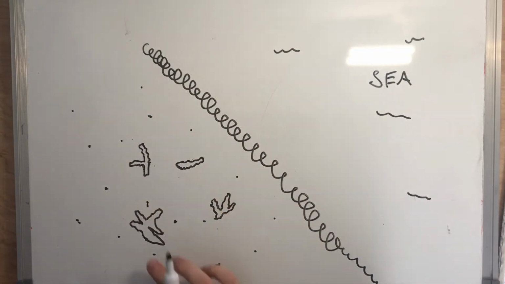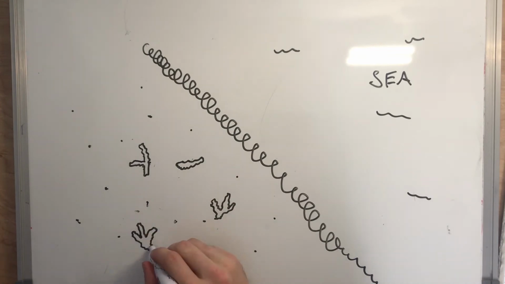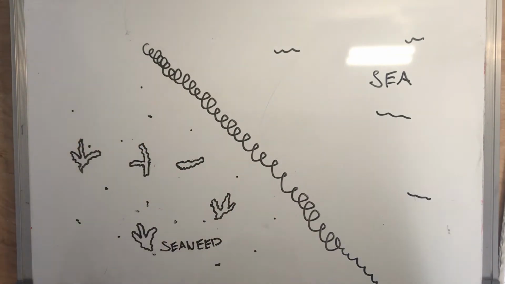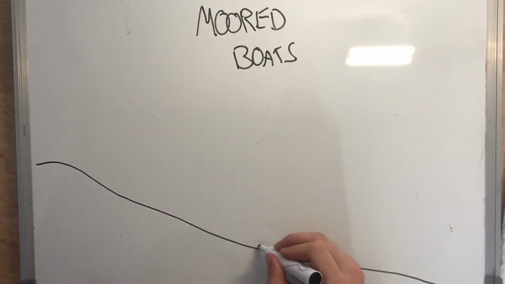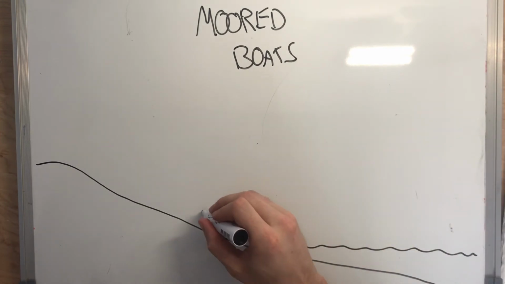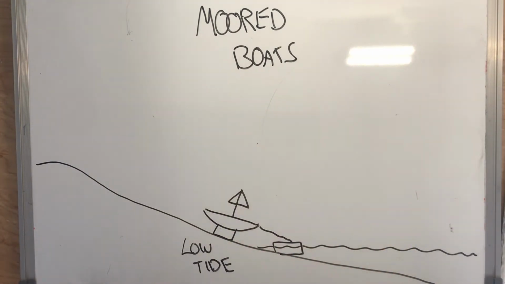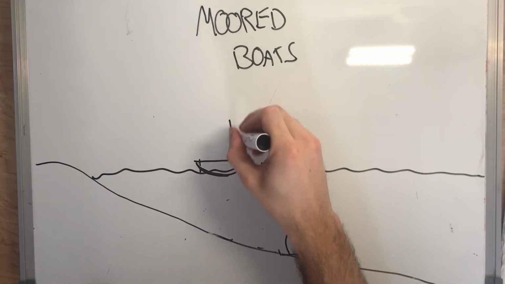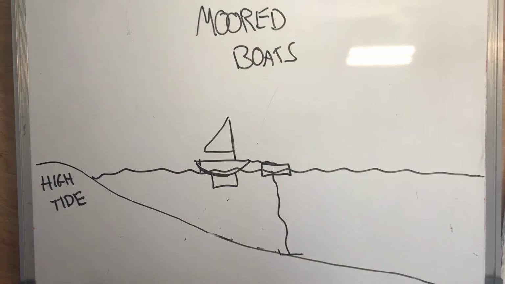Seaweed. If there's lots of seaweed on the beach, it could mean that the tide is currently out or at low tide. Moored boats. Some boats that are attached to moorings dry out, so if you see a boat attached to a mooring on the sand, it's likely low tide. If there are moored boats that are floating, it could, but not necessarily, be high tide.